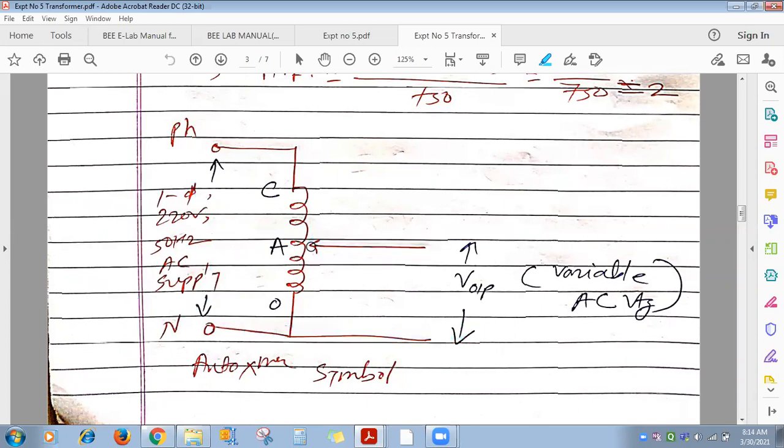Initially it is at the off position. Off position means this variable point is initially at position O. This variable point you can move, meaning that black colour knob you can move in the clockwise direction up to the maximum position. There are 2 output terminals, one is fixed and the other is variable. Across these 2 output terminals, you will get the output voltage.